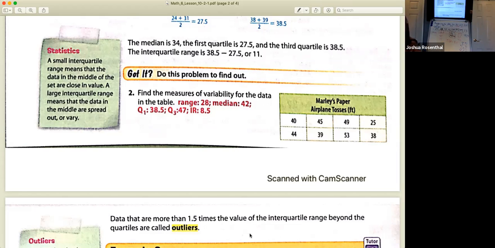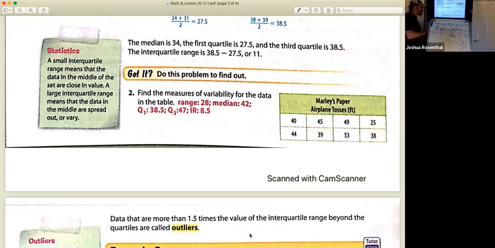So that's cool. They're probably going to give us problems to try to identify outliers mathematically like this. And you're going to need the interquartile range to do it, and the upper quartile and the lower quartile to get that. Once you get that, you add it to your upper quartile to get the maximum, and subtract it from your lower quartile to get your minimum. If you go outside the minimum and the maximum, you are an outlier, okay?